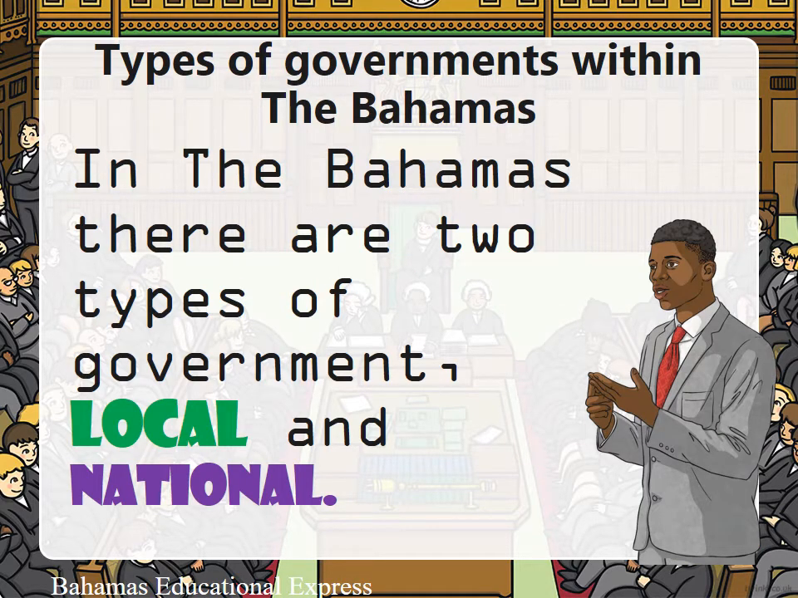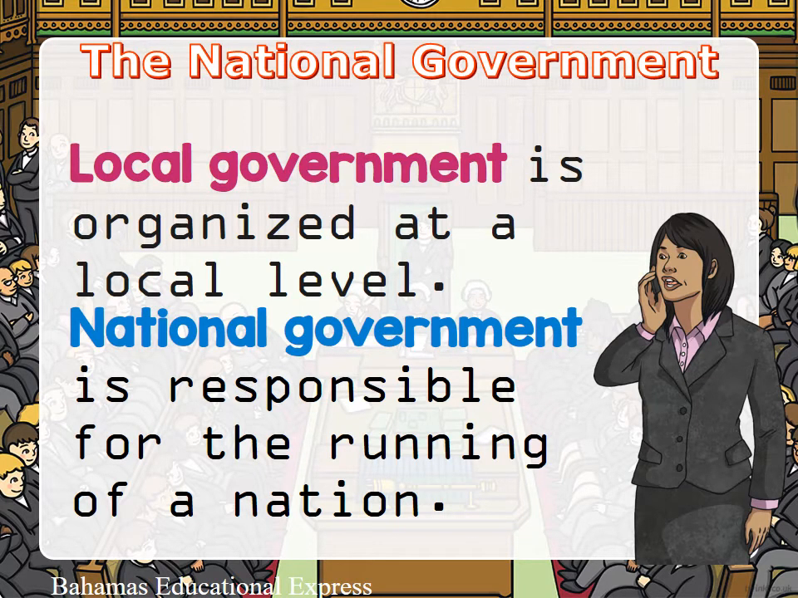There are certain types of government in the Bahamas. So we are going to look at the two types. One, local government, and the second one is national government. Let's look at the two types of government in the Bahamas: national government and local government. Local government is organized at a local level. In the Family Islands, we have local government that operates or performs for the government. However, national government is responsible for the running of a nation. So we have local government and national government.